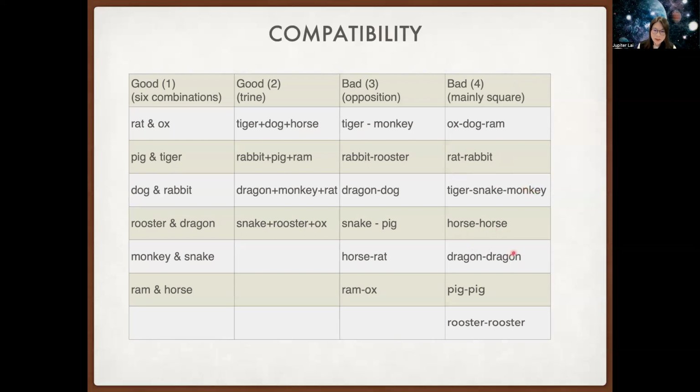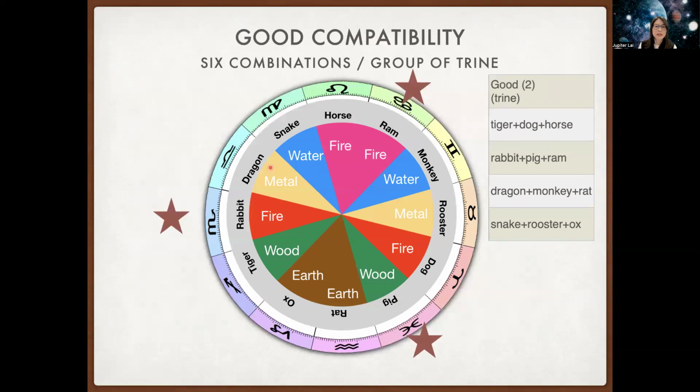And in the compatibility table, it is said that horse with horse is not good, dragon with dragon not good, pig and pig, rooster and rooster. But only these four animal signs are not compatible with their own sign. For the other three, they are in square relations. Here, you can see it clearly with the chart.